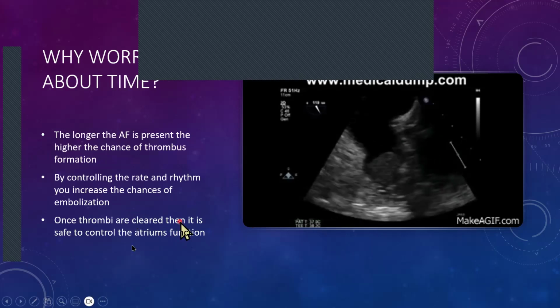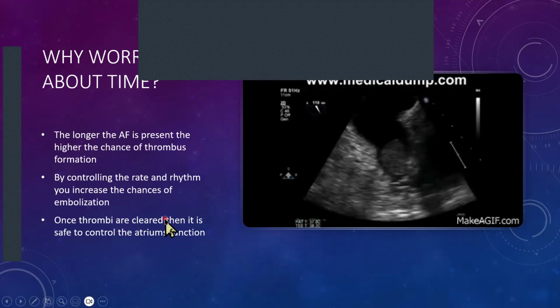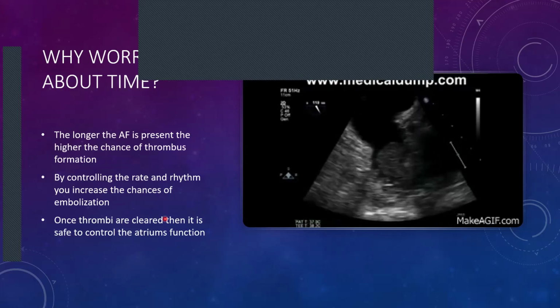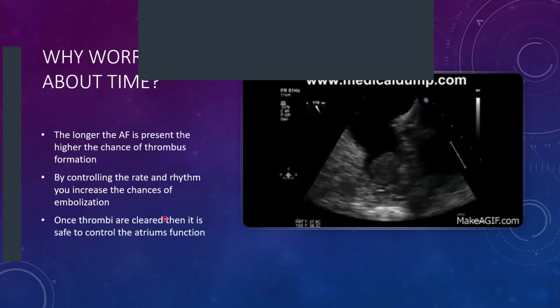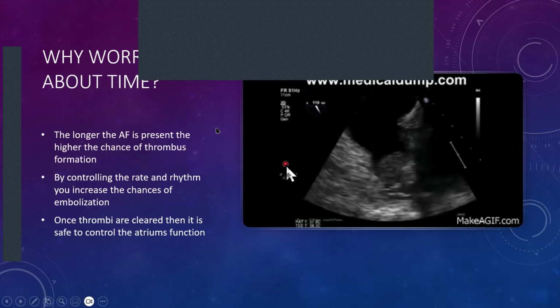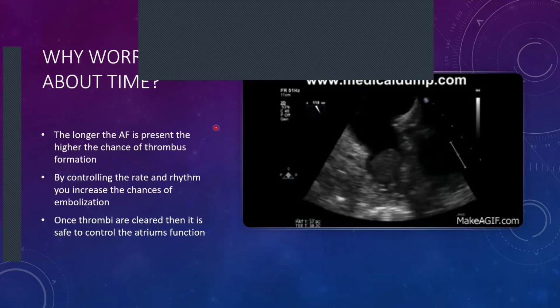And once you're sure that the patient is well anticoagulated, their blood tests are showing it, everything seems okay, then you can go ahead and try and bring down the rate and the rhythm. Can it be done concurrently? Yes, it can. It's done in situations where patients are in need of rate control.